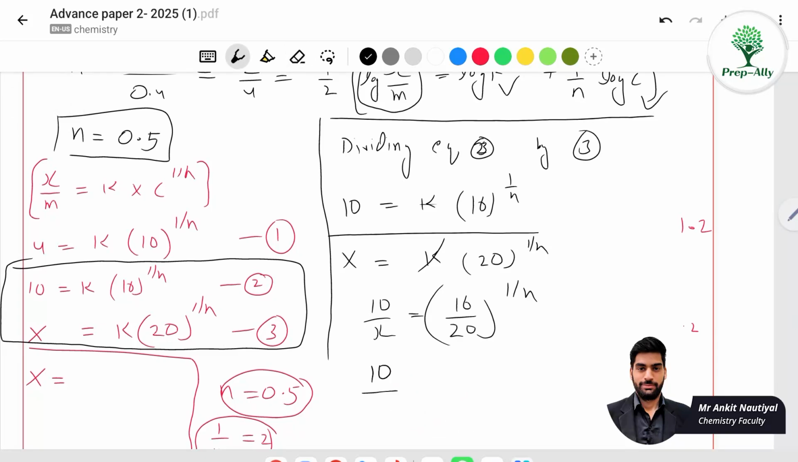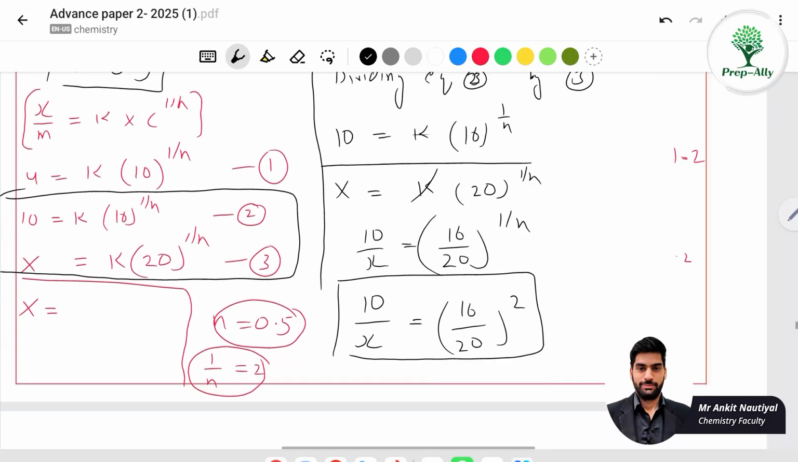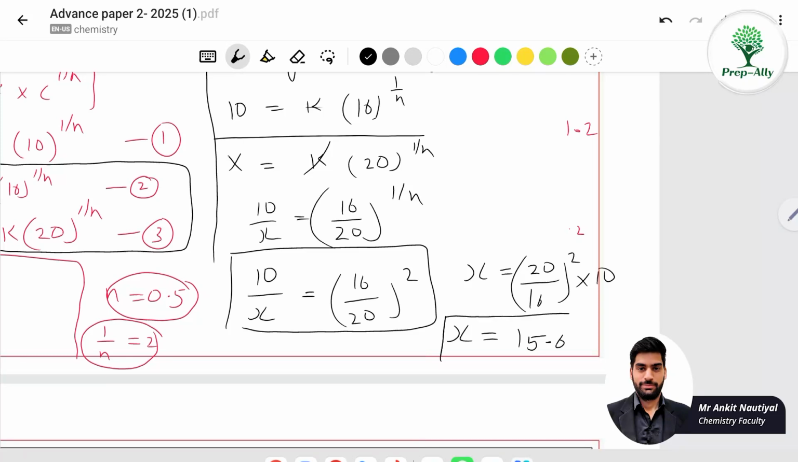So 10 upon x is equal to 16 upon 20 whole power 1 by n, and we know that 1 upon n is actually 2. So we have to square the values and we will get our answer. After solving this, x will become 20 divided by 16 squared multiplied by 10. So x will come out to be around 15.6. So this is our final answer.